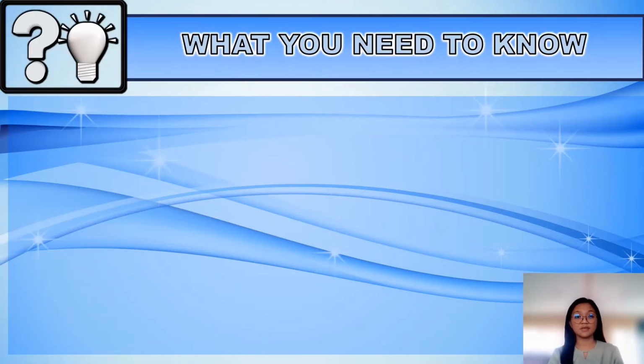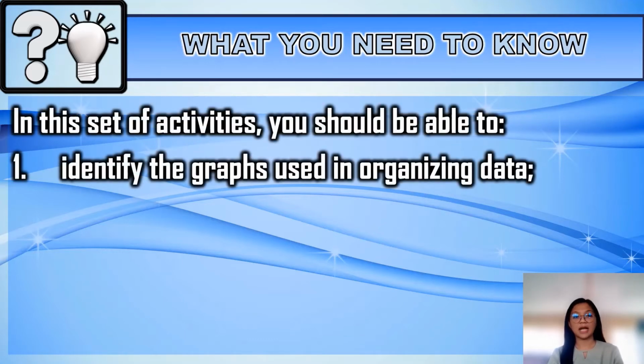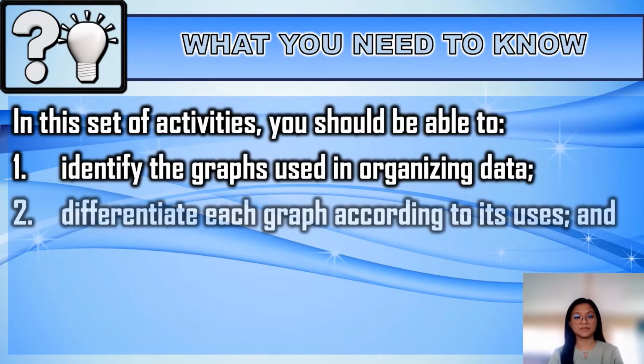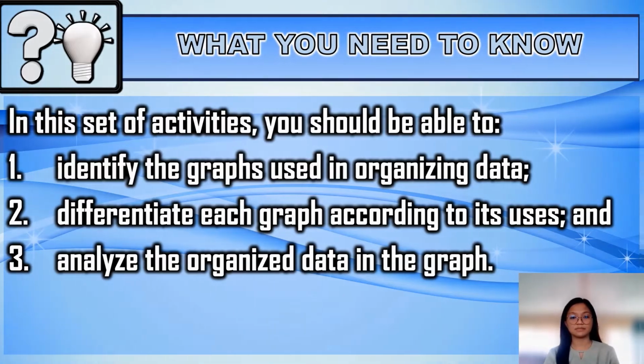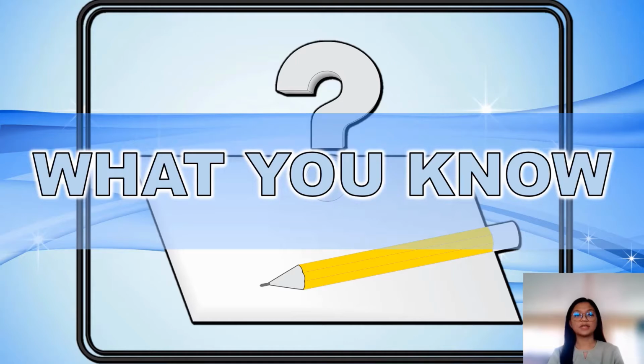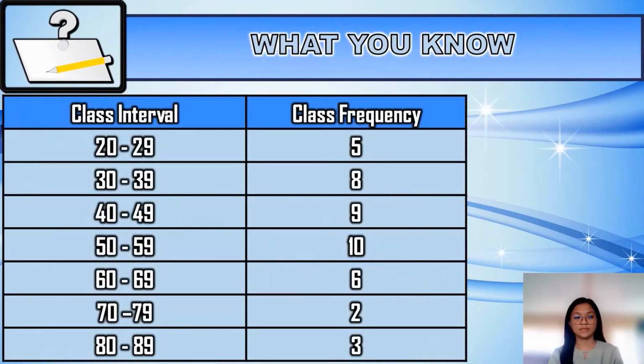And in this set of activities, you should be able to, first, identify the graphs used in organizing data. Second, differentiate each graph according to its uses. And third, analyze the organized data in the graph. Before the lesson, let us recall what you know from our previous topic. Let us analyze this graph and answer the following questions. You have 5 seconds to answer each question.